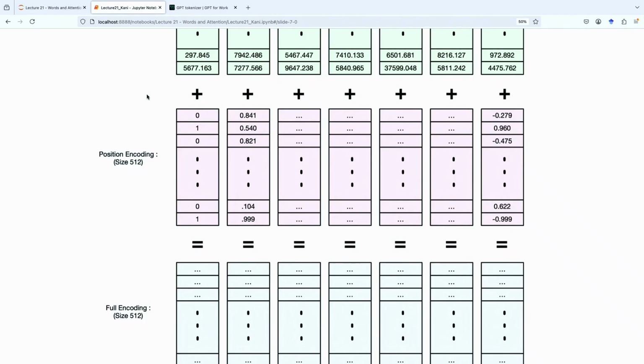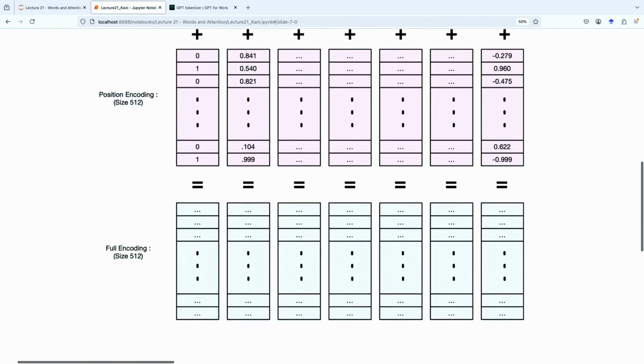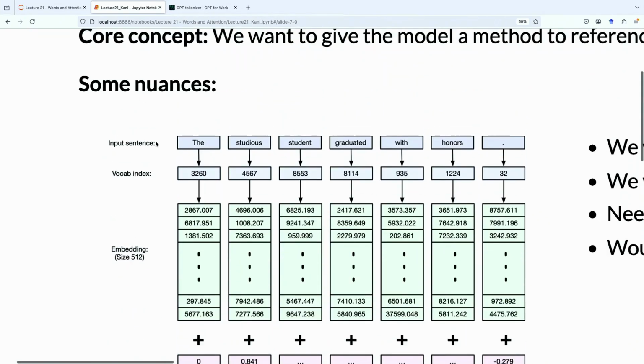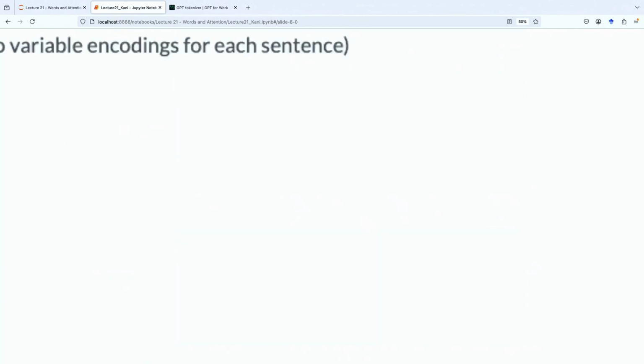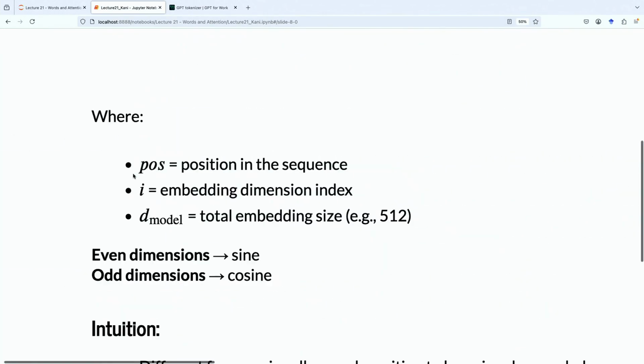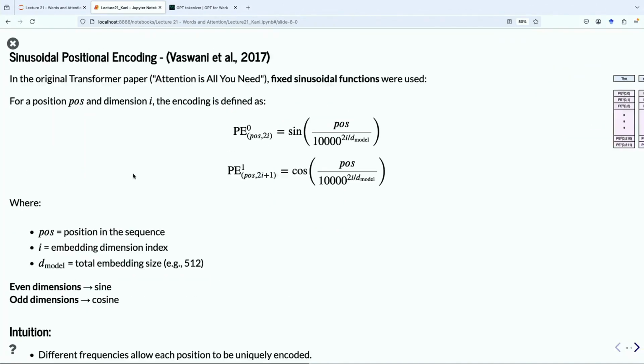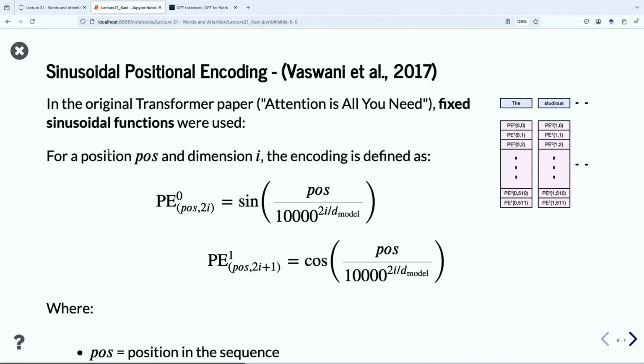Okay? So the question now is, how do you get this position encoding? How do you encode a particular word's position, let's say inside a vector of 512 real numbers? And so the answer that the Transformers model gave is that you use sinusoidal functions. You use alternating sinusoidal functions, okay?